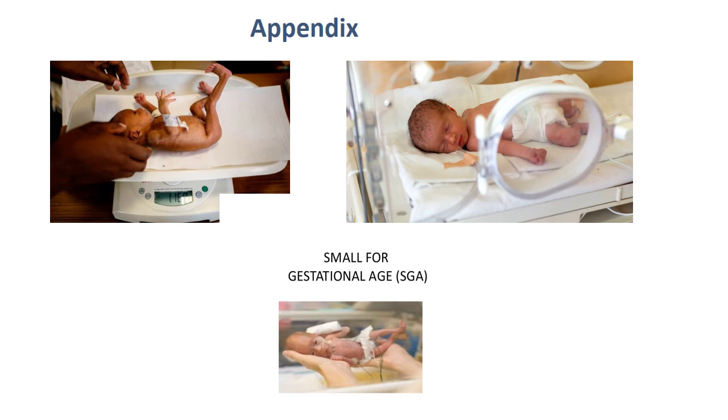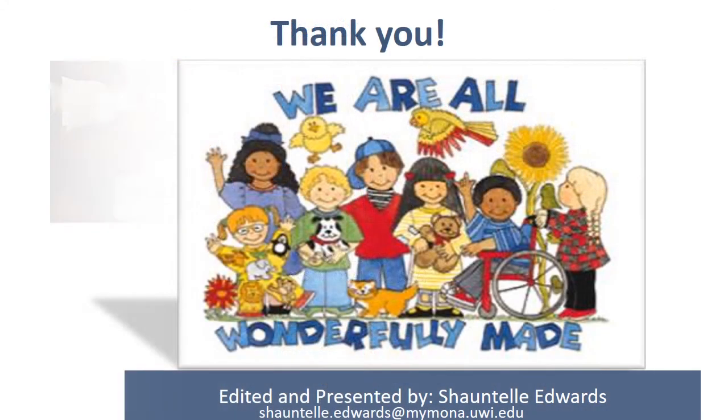For a pictorial representation of what we mean by low birth weight, you can look to the left of the screen where we see a baby weighing 1.1 pounds, which, as I mentioned, when you're less than 5 pounds, is low birth weight. To our right, we have a premature infant, and at the bottom of the screen, we have a child that's small for its gestational age.